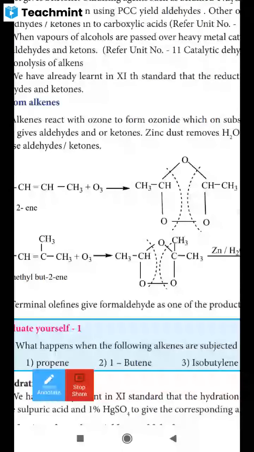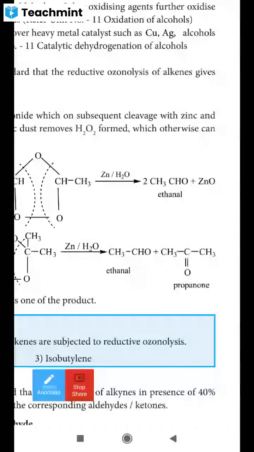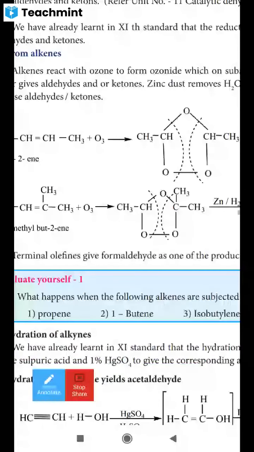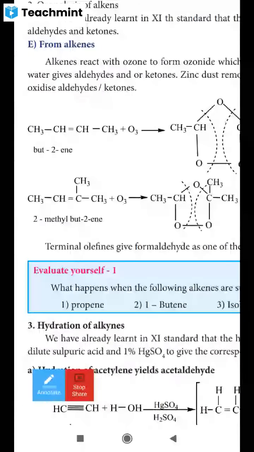So the first one is for preparing aldehyde. The second one you will prepare ketone. So you are getting aldehyde and ketone, an ethanol or a propanone. So just go through this.